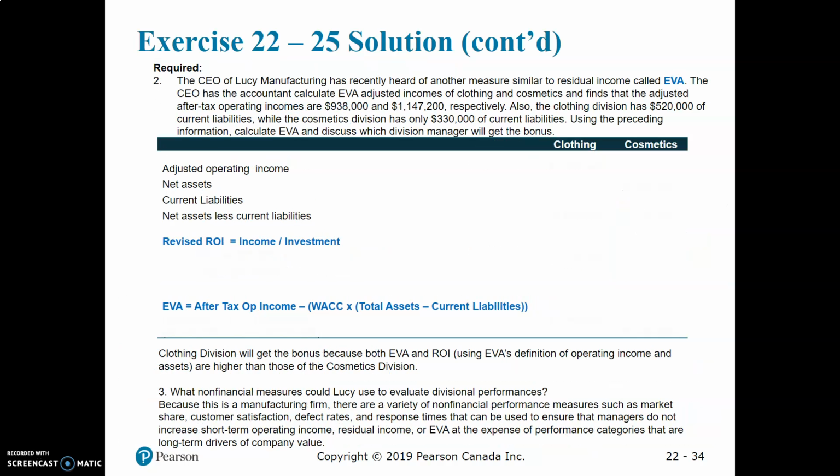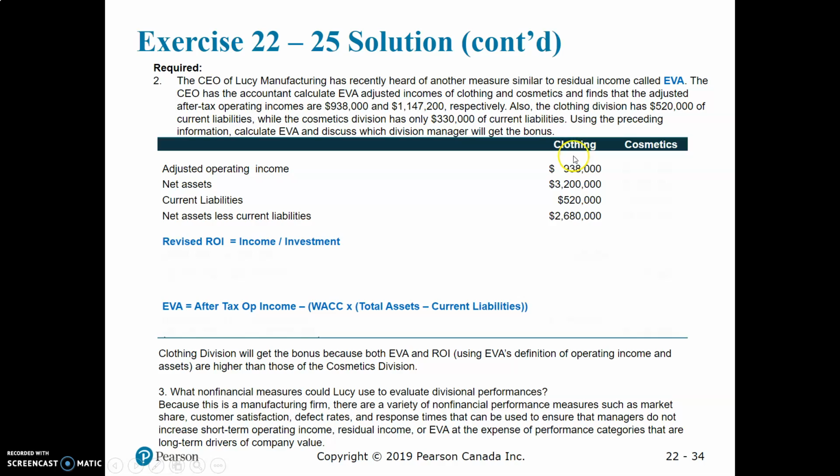In the second question, we are required to calculate another performance measure, which is economic value added, or EVA for short. The top part of the table again indicates the information that's already provided to us, and there is some further, additional information that's given to us in question number 2.